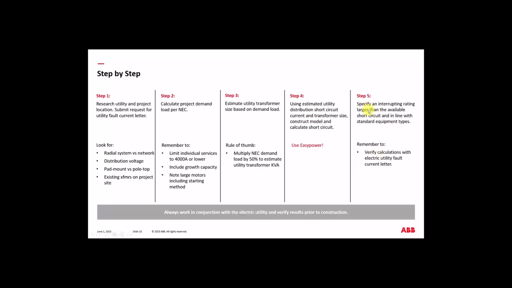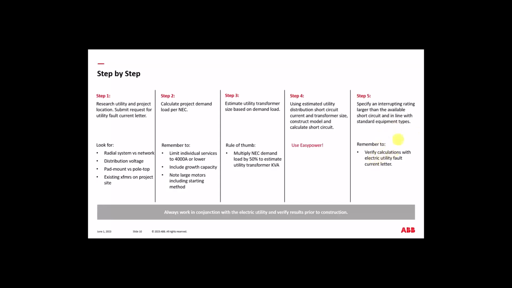And then step 5, it's simple. Just get whatever the result of your calculations are. Specify an interrupting rating, obviously larger than the available short circuit current, and in line with standard equipment types. Because it can vary. If it's a switchboard, getting up to 100 kA isn't really that difficult. It's available. If you just have a service that just has like 480 volt lighting panels, that's going to limit you. So you have to be cognizant of the standard interrupting ratings and also the equipment type that you're going to have serving your load.